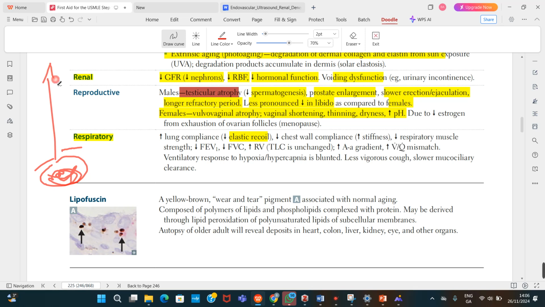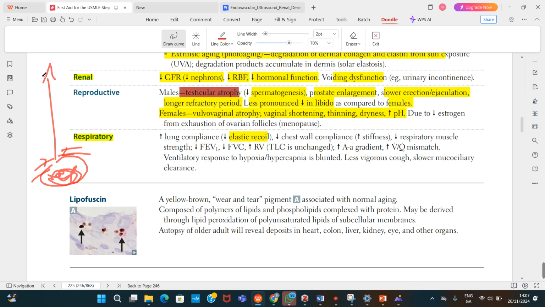So expiration is an active process, true or false? False. Expiration is a passive process because what causes expiration is elastic recoil. Inspiration is an active process because you need to contract the diaphragm and other muscles to take in air. So if somebody has a problem with elastic recoil, the person is going to have issues with taking air out. This is elastic recoil bringing the alveoli in this direction, pushing out the air.